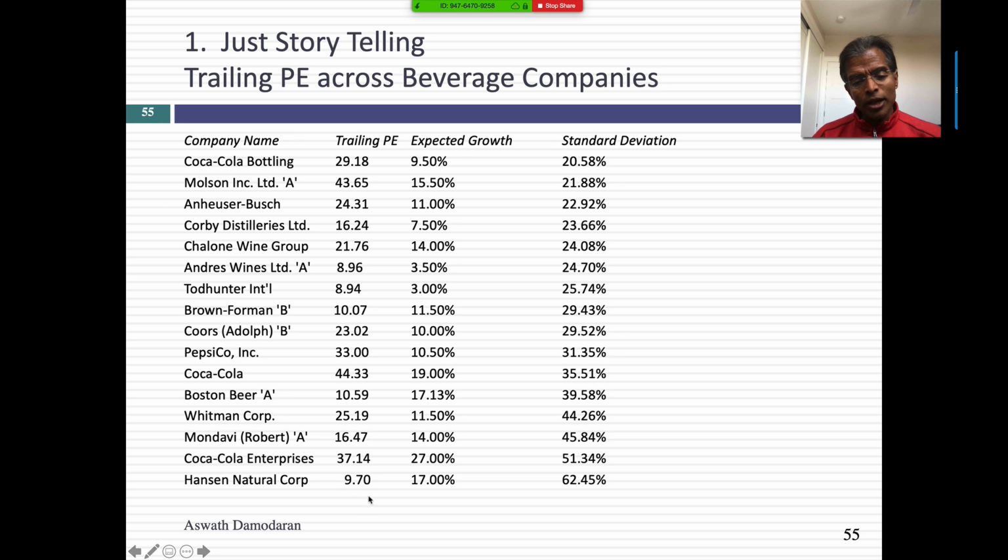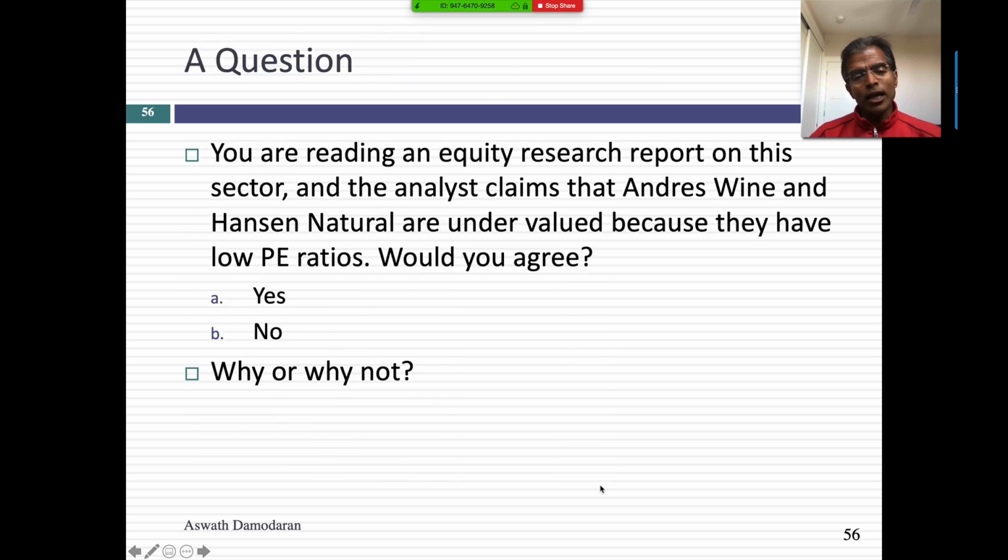But what about Hansen Natural? It looks cheap and it has a high growth rate. Have I found a bargain here? Well, let's look at the last column. What do you have here? The standard deviation in stock price is a rough proxy for the risk in the company. Hansen Natural looks cheap, but it's also the riskiest stock in the market. Do you see what's happened here?